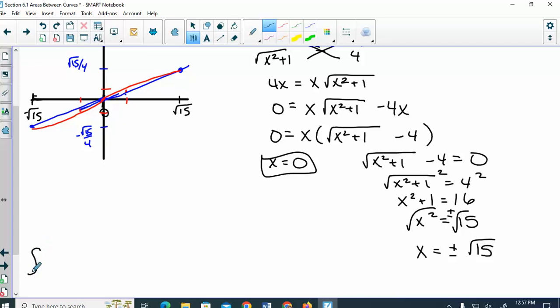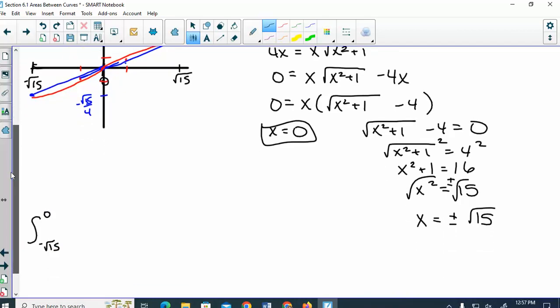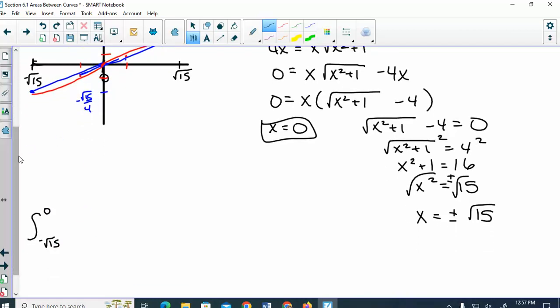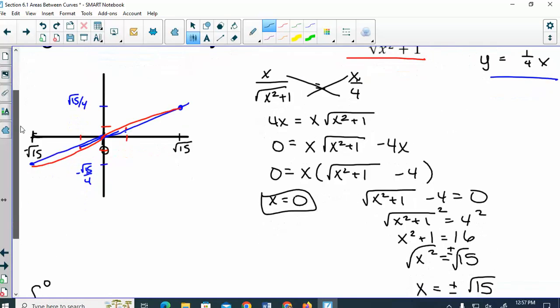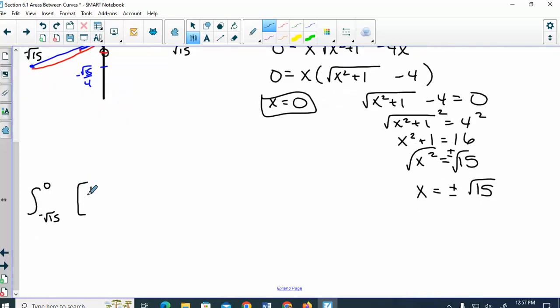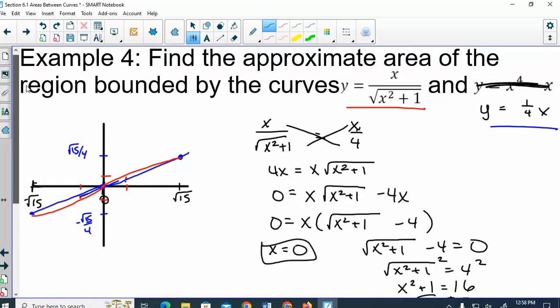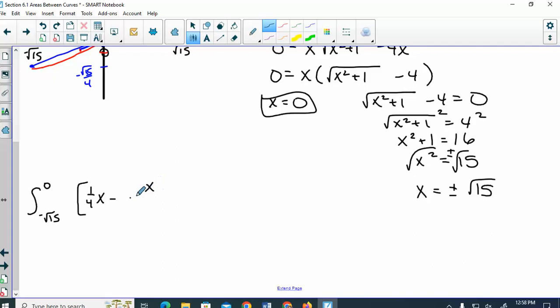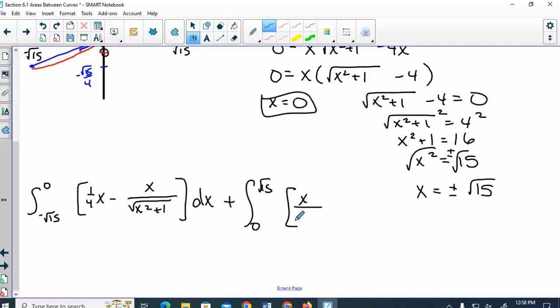So I'm going to integrate from negative radical 15 to 0. For that section, which one was on top? The 1/4 x minus the other one was x over square root of x squared plus 1. Plus, and I'm going to go from 0 to positive radical 15. And in that section, the other one was on top.